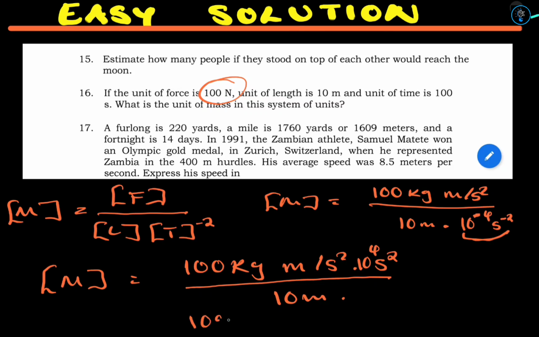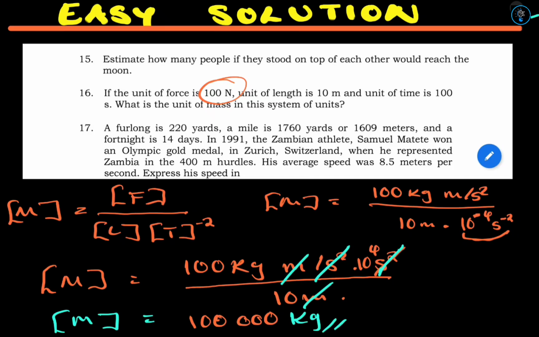We are going to get 100,000. Now let's see how the units are cancelling. That part and that part can cancel. This one and that can cancel. This one and that can cancel. So I'm going to remain with kg as your unit for mass. So that one will be the unit of mass in this particular type of system.